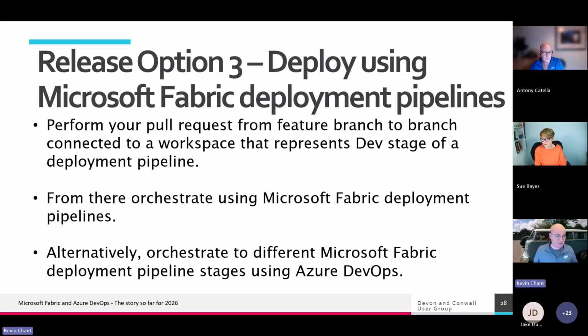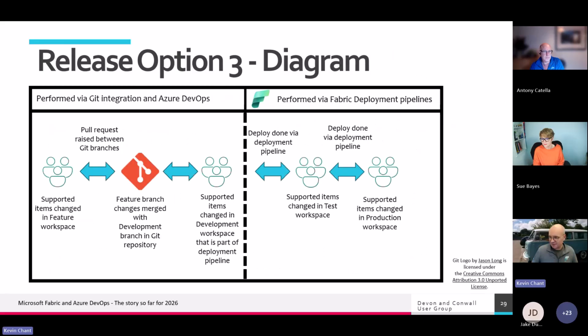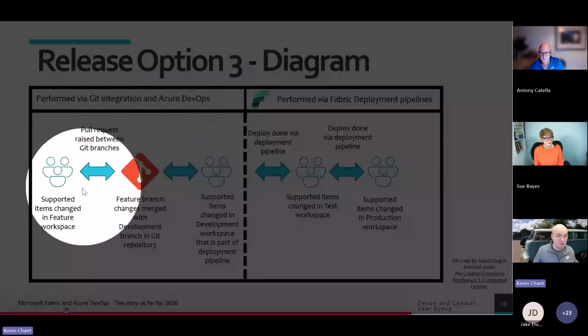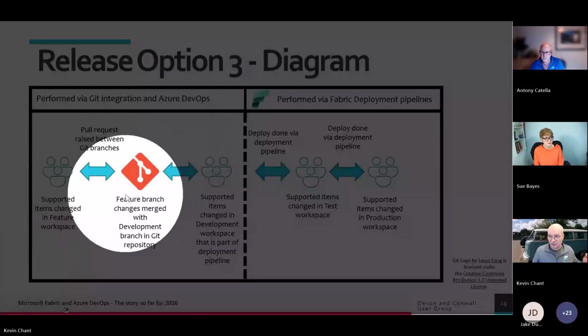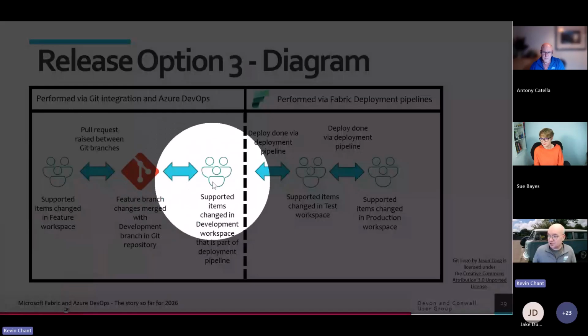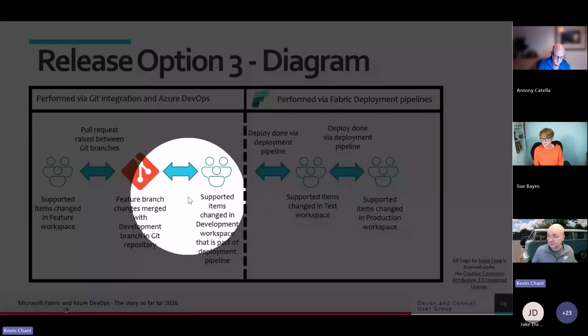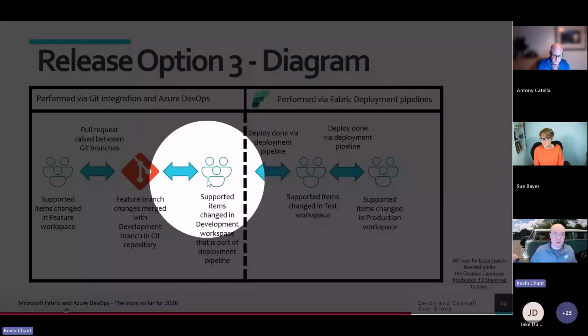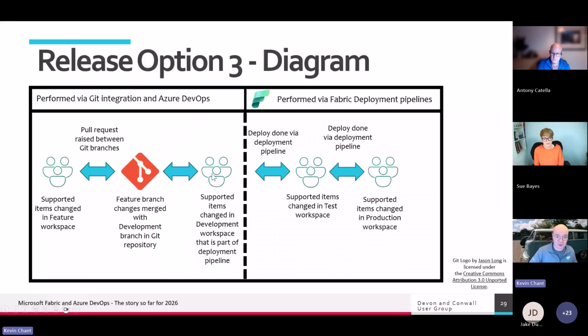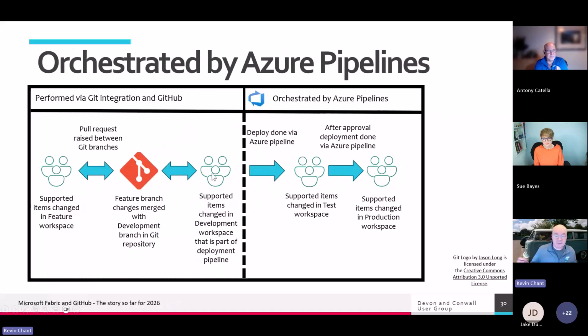So here's a diagram just to help you all visualize this. This is basically a typical development process I showed earlier, where you work with your isolated workspace and then do the pull request to merge it into your branch that's connected to your workspace that represents the development environment. And then from there, orchestrate it with Fabric deployment pipelines. You can also orchestrate it like I said with Azure pipelines, which gives you the advantage then of being able to do approvals.